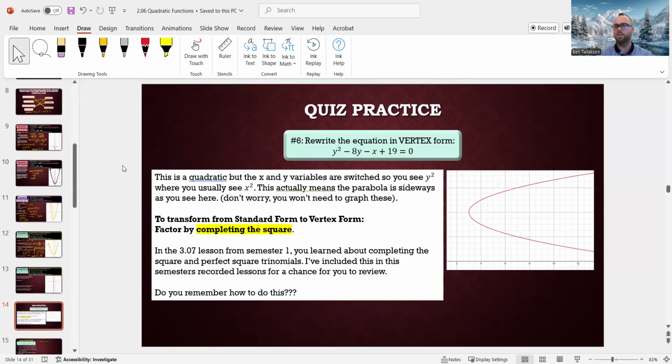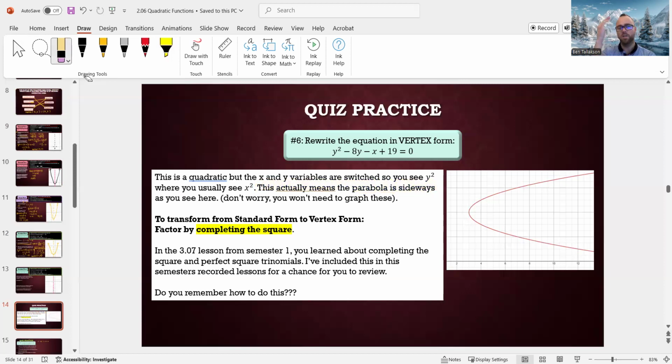That is an odd looking function, wouldn't you say? Looks like all the x's and y's switch places. Because they did. This is something you've probably never seen, and this actually means the parabola is sideways, like you see here. But don't worry, you're not going to need to graph sideways parabolas, okay? What you will need to do is rewrite it in vertex form.